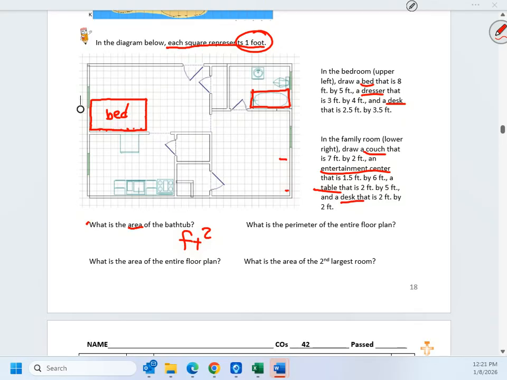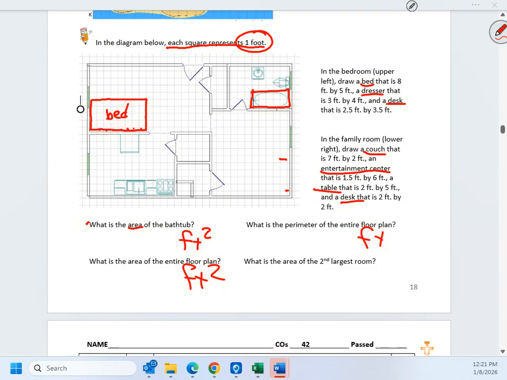Then it says, what is the perimeter of the entire floor plan? So perimeter is what? What does perimeter mean, Henry? You're adding up all the sides. Adding up all the outsides. So you're going to add how many square lengths, go all the way around, convert it to feet. So we want to have our answer in feet. What is the area of the floor plan? Length times width in feet.